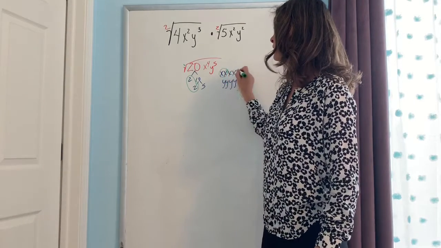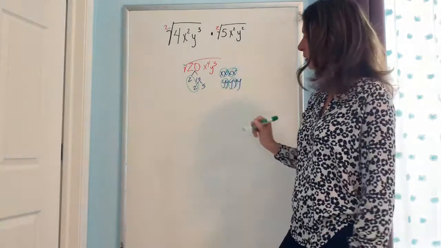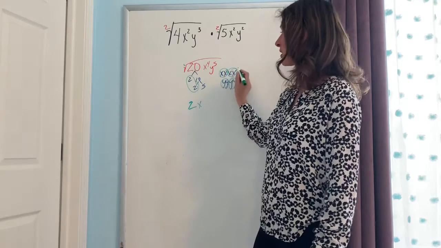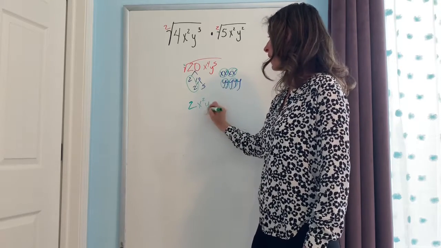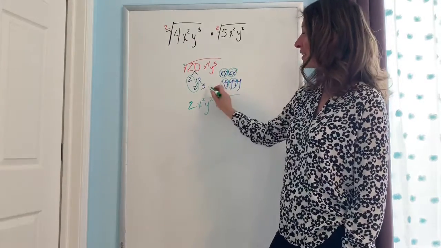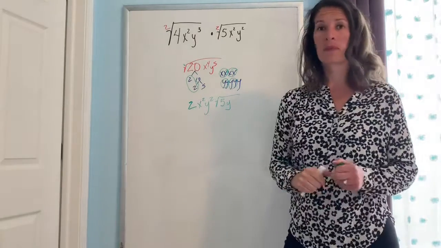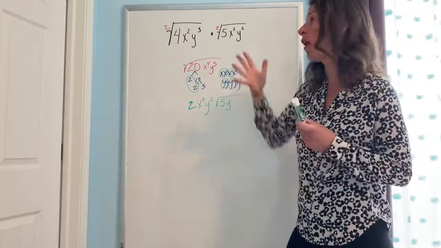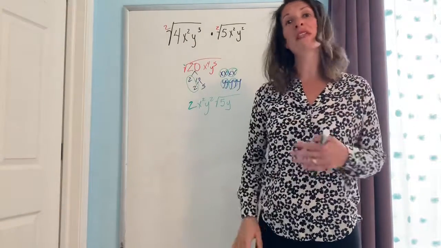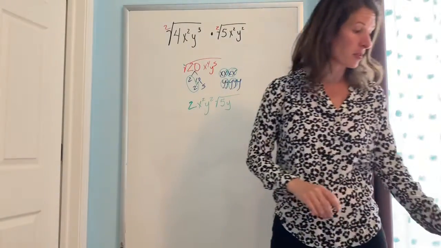Whatever gets circled gets to come out. Whatever doesn't get circled has to stay in. That means that I'm going to have 2x squared because I have 2 of them, y squared because I have 2 of them. And then inside the square root, I did not circle a 5 or 1 y. And that's our answer. So you've already multiplied, you've already simplified. The only thing that's different about today is that we are multiplying both our numbers and our variables.